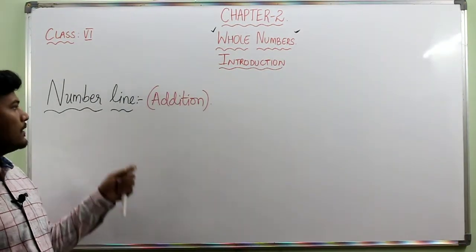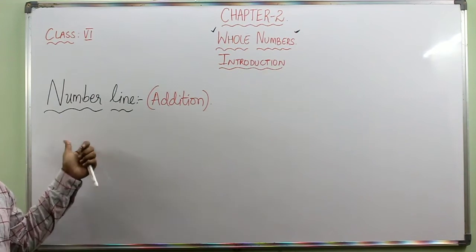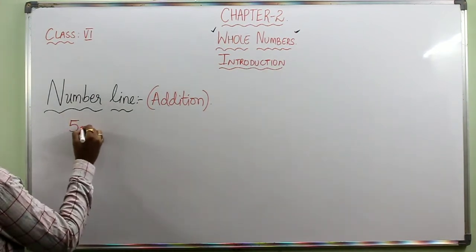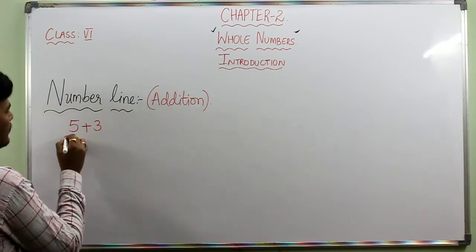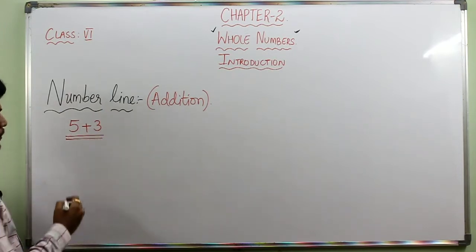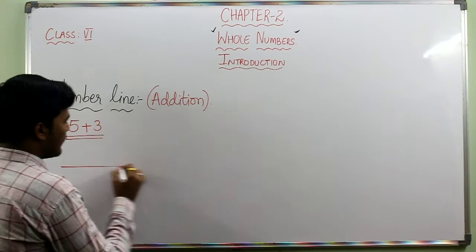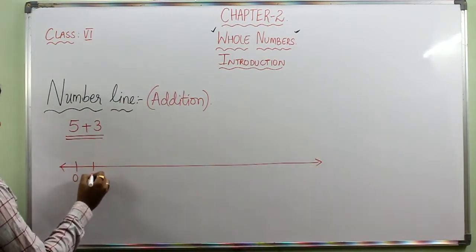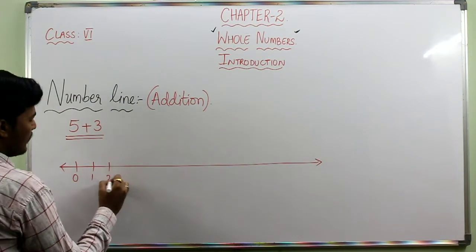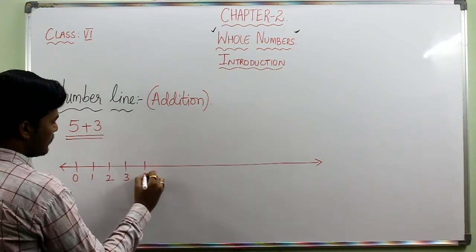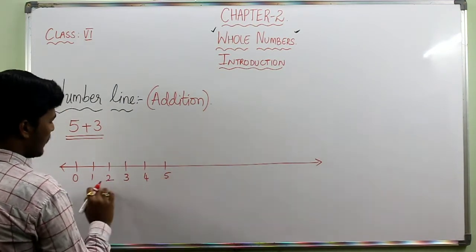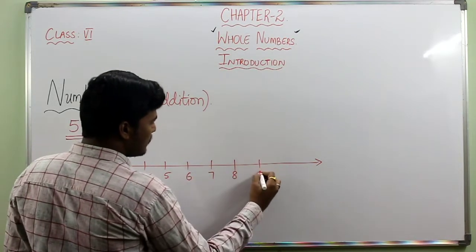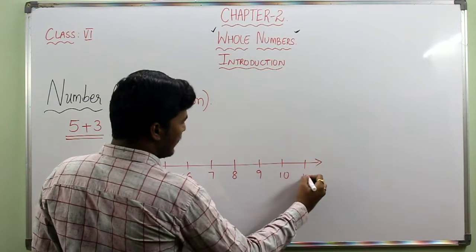Now we will see the addition on the number line. For example, let us consider 5 plus 3. These are the numbers which we are going to add. For that, let us draw a number line, and see that the distance between the numbers is the same throughout. 0, 1, 2, 3, 4, 5, 6, 7, 8, 9, 10 and 11.